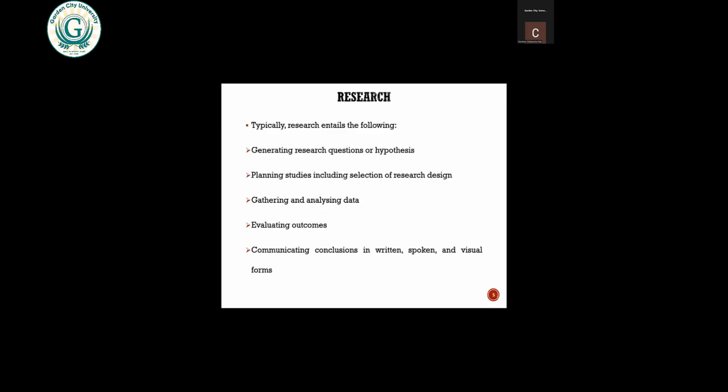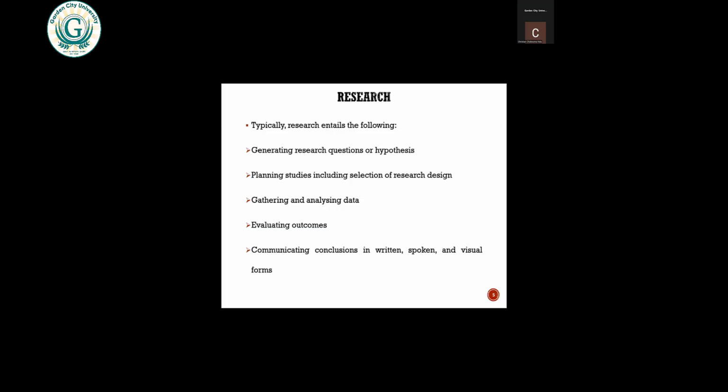What is the prevalence of teenage pregnancy amongst the teenage ladies in your church? That is a question your research would be seeking to answer. So in that situation, you have generated a research question.